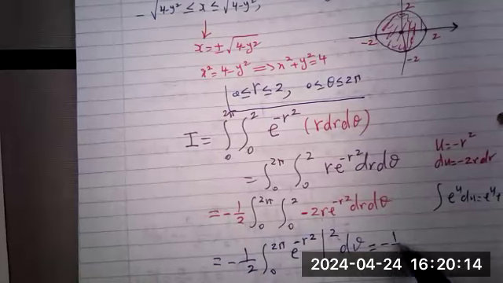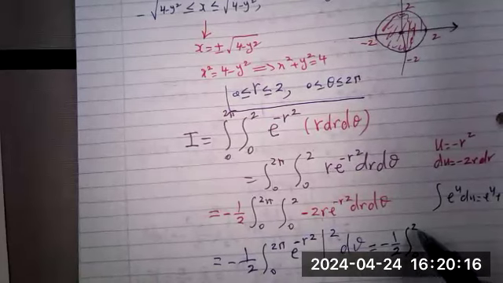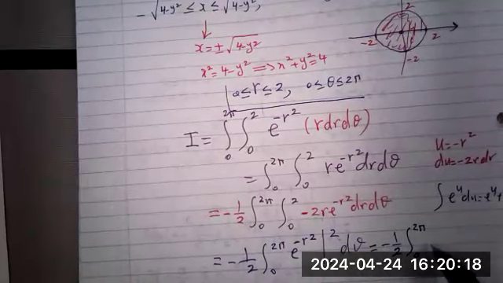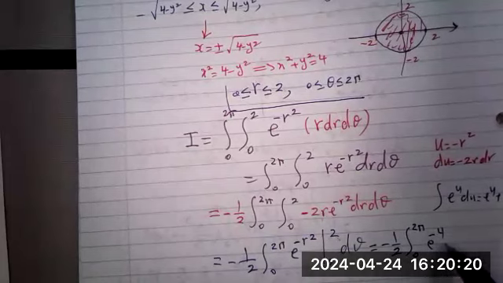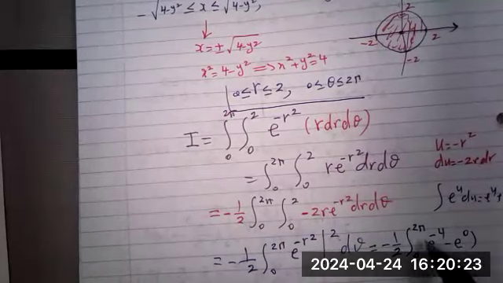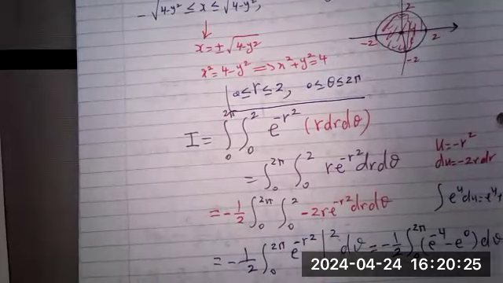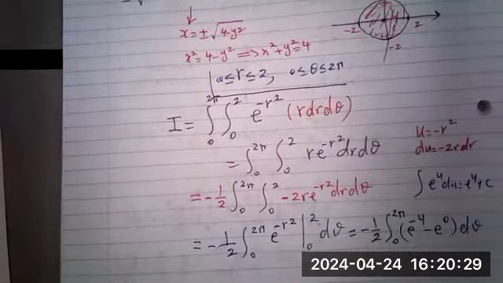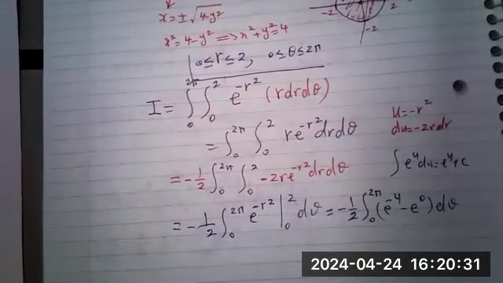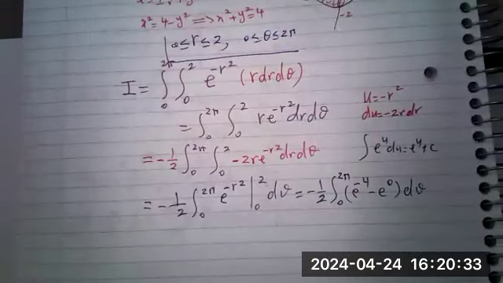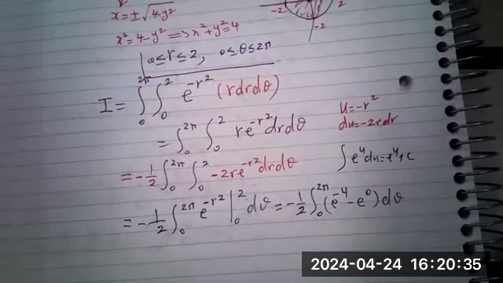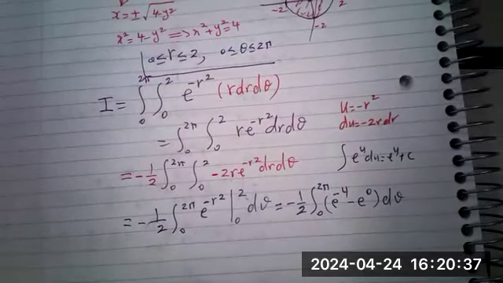So it's going to be -1/2, 0 to 2 pi. If you put r equal to 2, that gives you e to the -4. If you put 0, e to the 0, then dθ. E to the -4, you can keep it, or you can use your calculator to get this number. And e to the 0 would be just 1. So this is what we have.